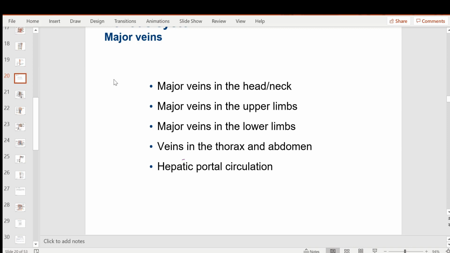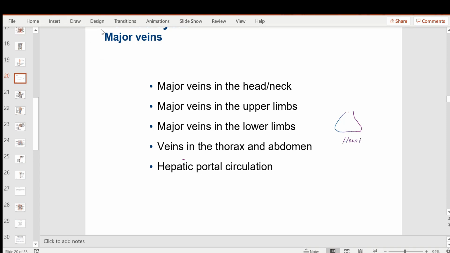Hello everybody. Today I'll talk about the major veins in the body. Arteries take the blood away from the heart and veins bring the blood towards the heart. So this is the heart and the main differences between the arteries and veins are: number one, arteries take the blood away from the heart.